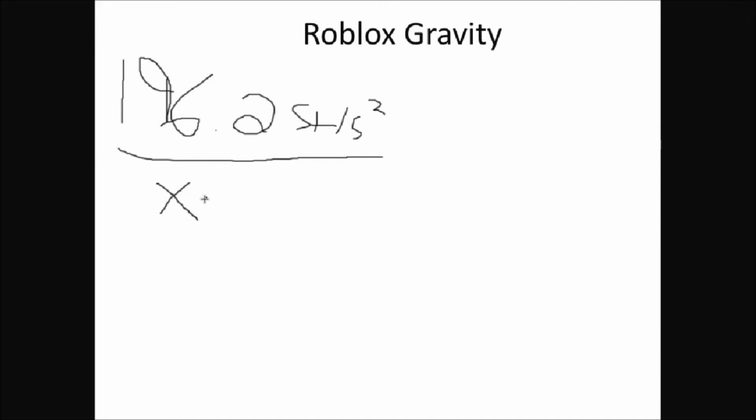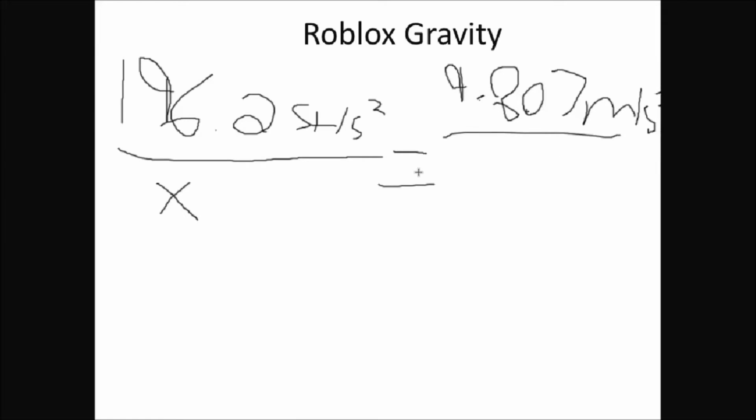Okay, so here's what we're going to do. On top here, we are going to put Roblox's fake gravity, 196.2 studs per second squared, over the moon gravity, which would be X, because that's what we don't know. And then we're going to set it equal to the real Earth's gravity, which is 9.8 meters per second squared, over the real moon's gravity, which is 1.622 meters per second squared.